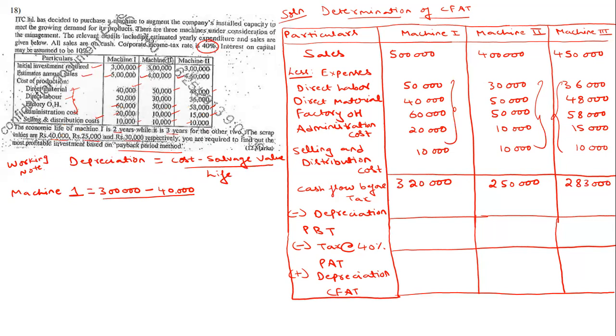We'll take that also, it is there in the question. And they say machine 1 has got a life of 2 years, so I'll be mentioning that. And now 3 lakhs minus 40,000 divided by 2 will be 2,60,000 divided by 2. And then you will be getting 1,30,000 as the answer, 1,30,000 for machine 1.